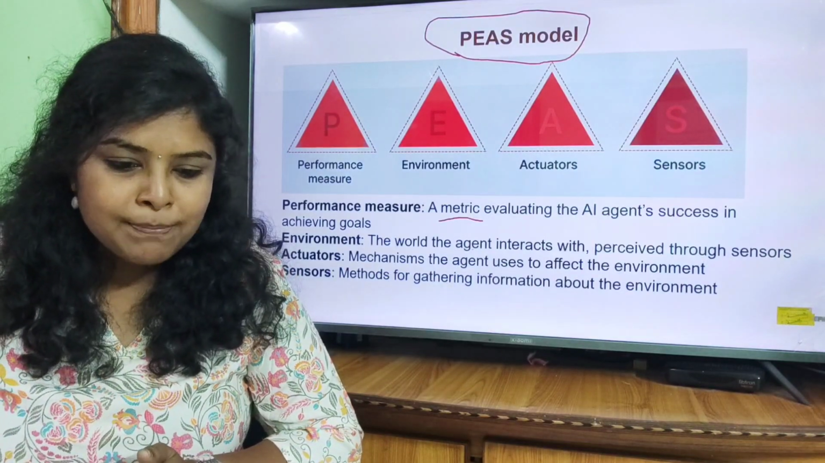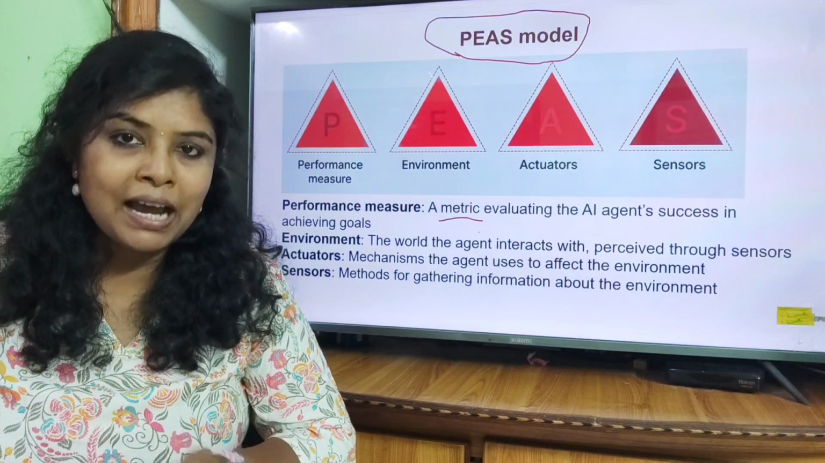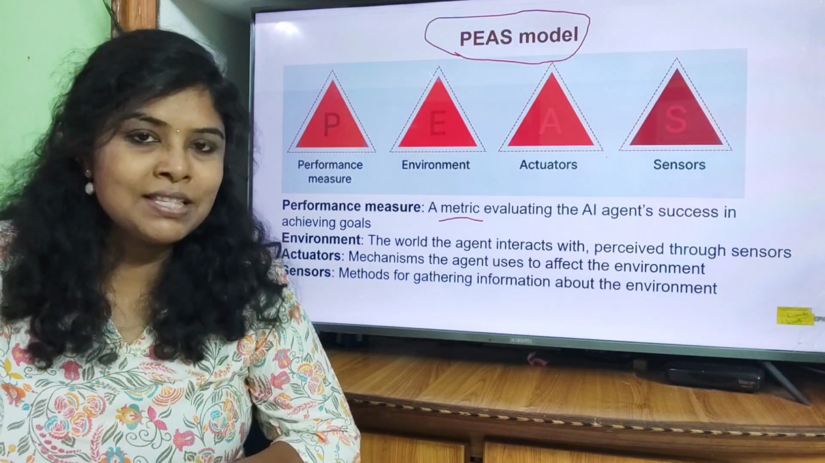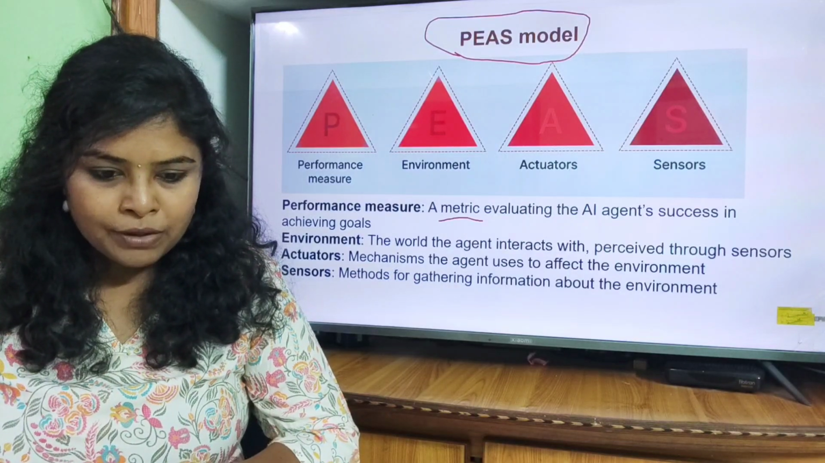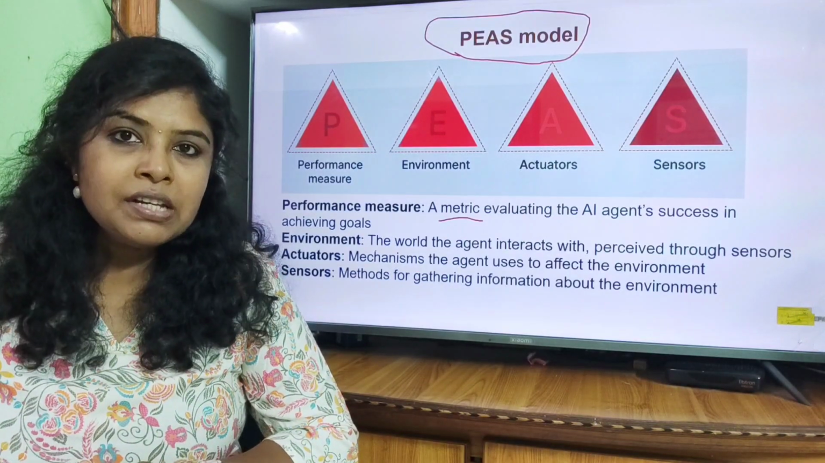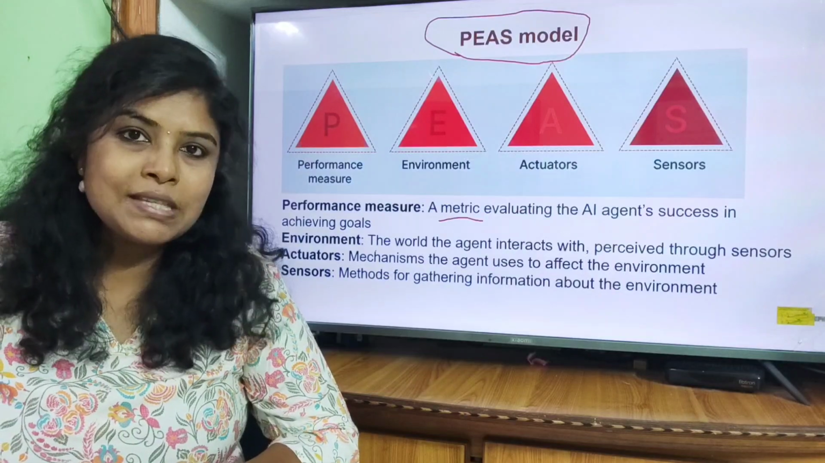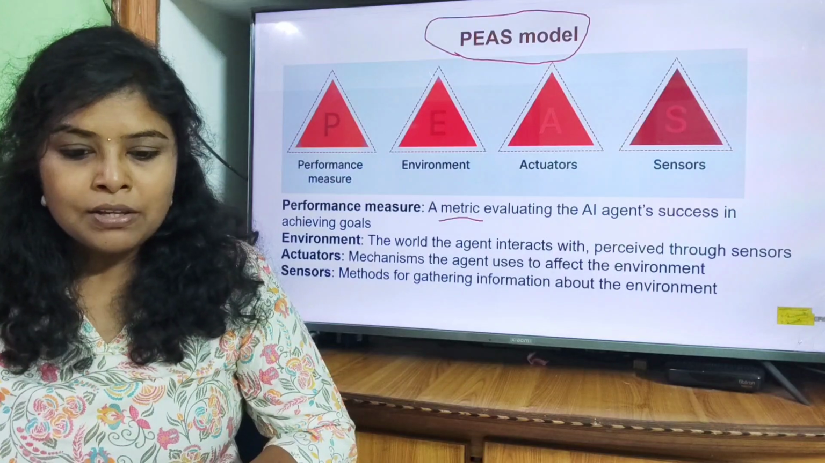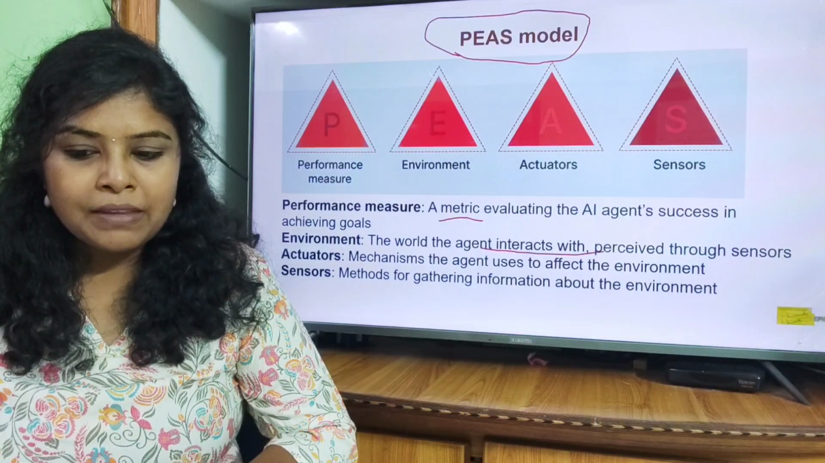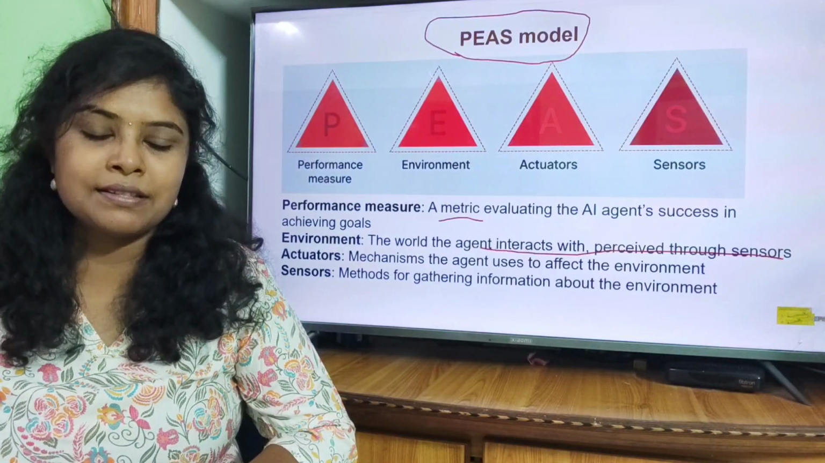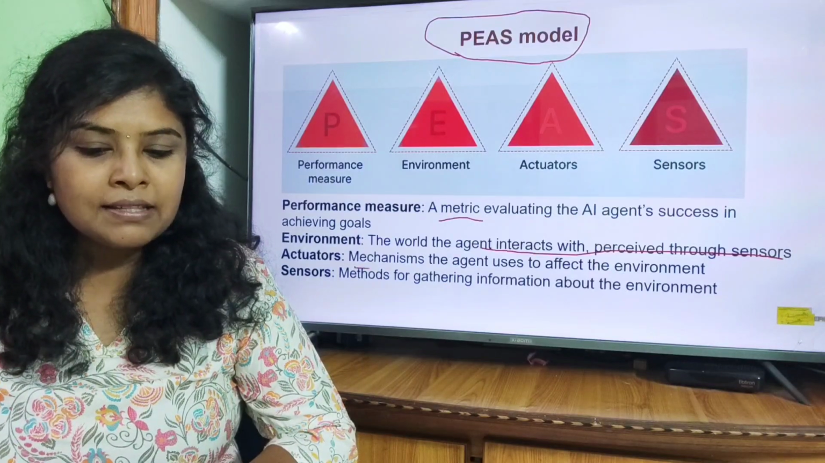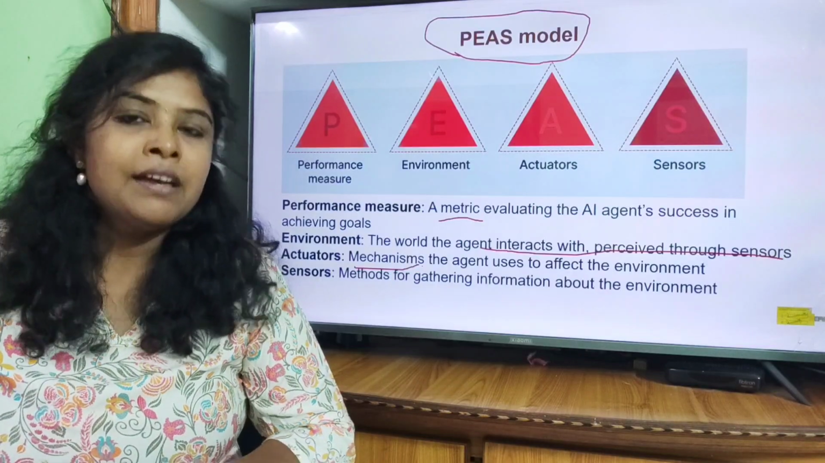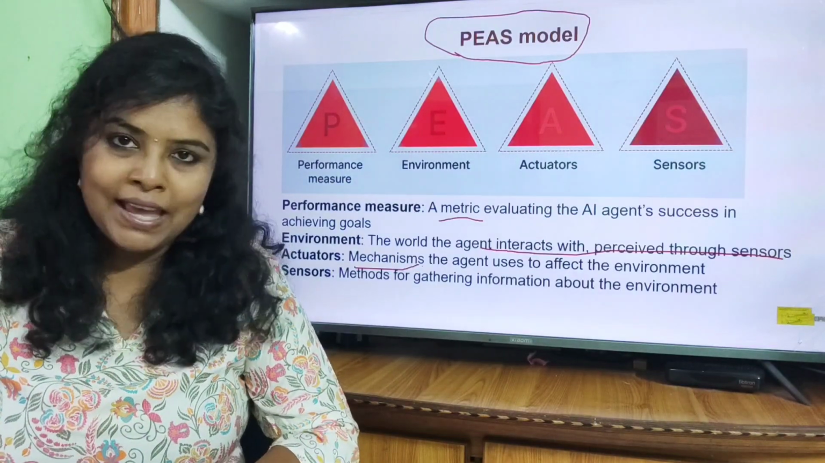So this performance measure is going to give you a clear idea about how the agent is performing and how it is able to achieve its goals. Coming to the next one, which is environment, the agent will interact with the world using the environment. Everything that surrounds the agent is the environment. The agent will interact and perceive through the sensors. Actuators are mechanisms used to affect the environment, that is, they will perform some action which will directly have an influence on the environment.